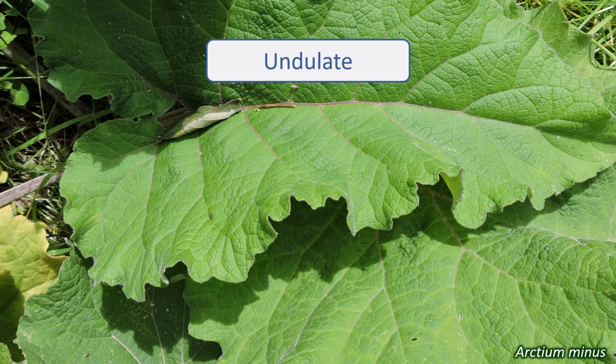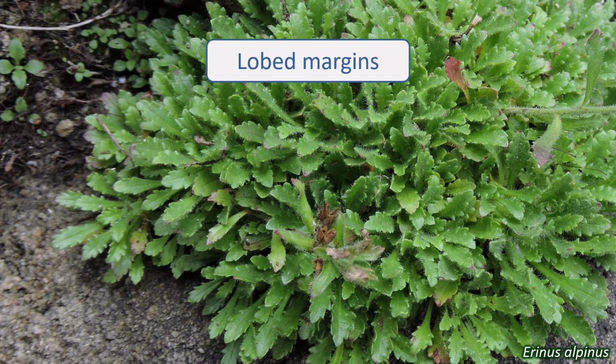Wavy margins are again divided up into more specific types. Sinuate is flat and wavy, whilst undulate is wavy with up and down added. Lobed margins divide a simple leaf into lobes, so the edges are indented but not separated into distinct leaflets. Leaves can be shallowly lobed or deeply so.